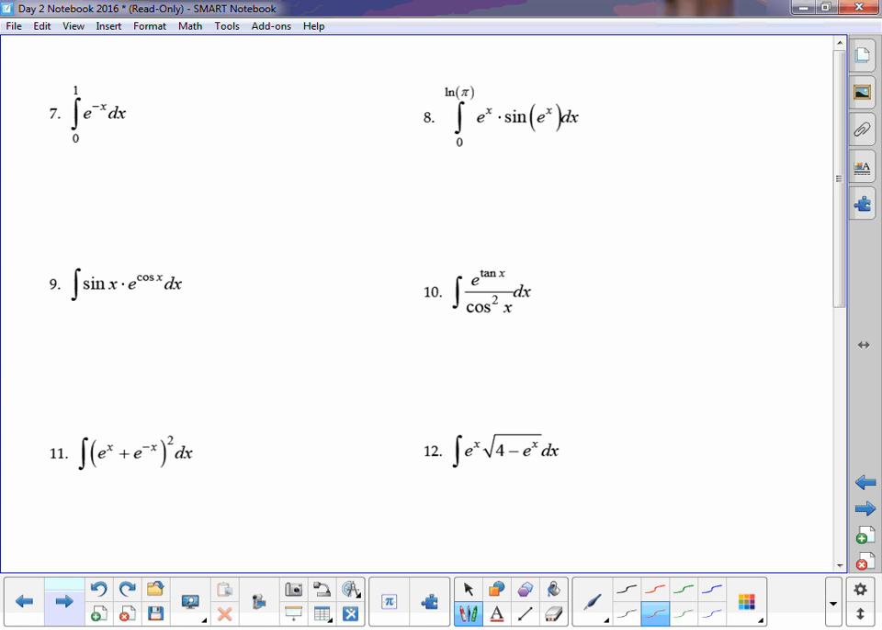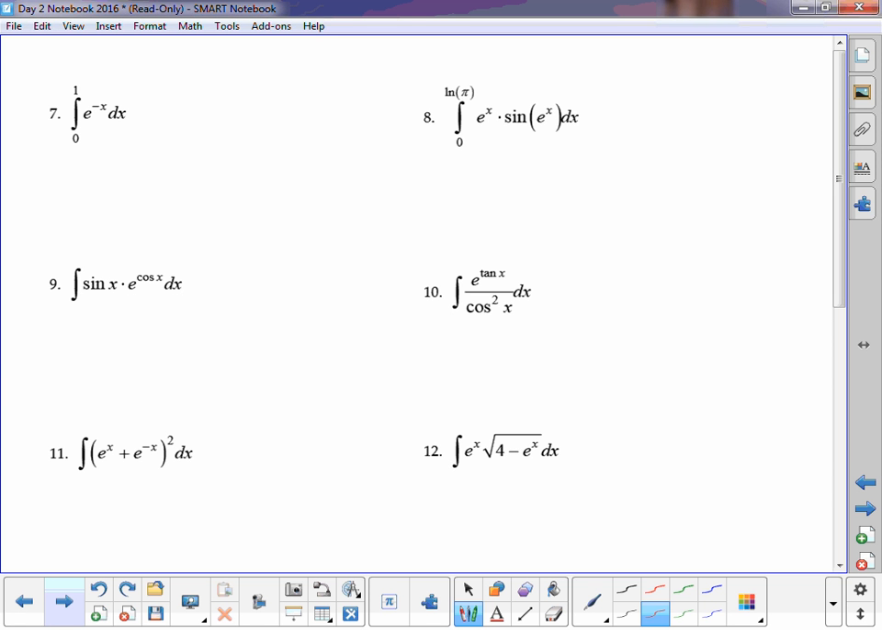Now, it appears that we still have perhaps the need for a u sub. Sine of here. That's so nice. And e to the x is inside of sine. Great. So we have e to the x times sine of e to the x. Remember, u sub is when we have a composition of functions, when there's a function inside another function.